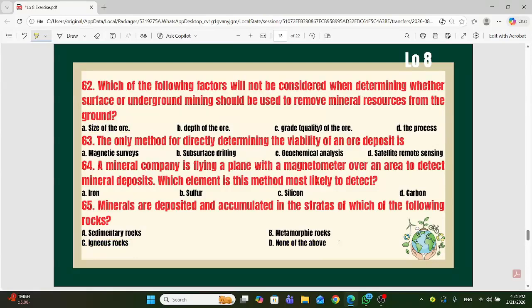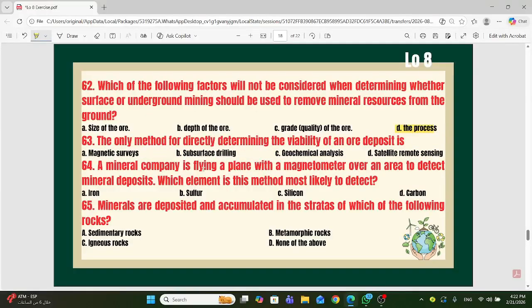Which of the following will not be considered when determining whether surface or underground mining should be used to remove mineral resources from the ground? The size, or the depth, or the quality or accuracy, or the process? It will be the process.